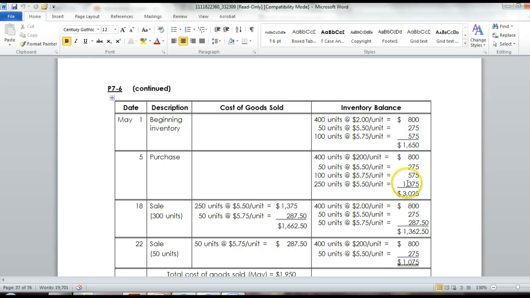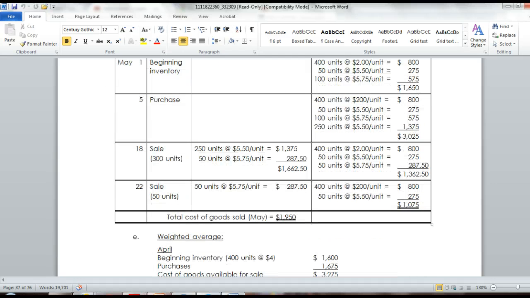If we subtract that from our goods available, that gives us our new goods available of $1,362.50. We then sold another 50 units. We're going to sell again the most current units, 50 units at $5.75. So under the perpetual, remember we continue to update after each sale.